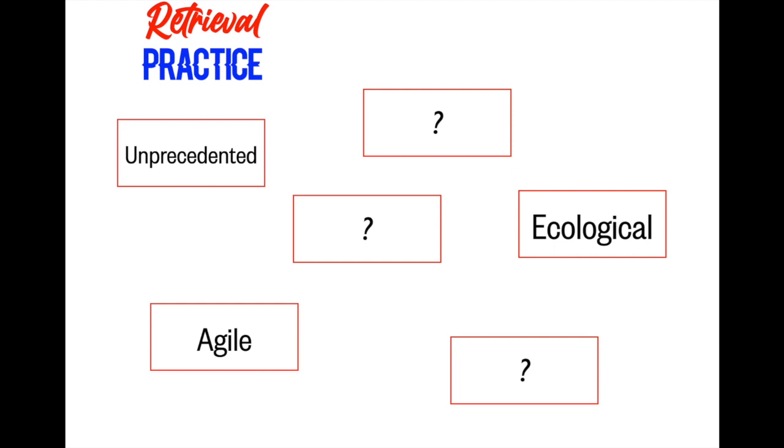The second word is ecological, and the word ecological is something connected to living things and the environment. So therefore, the word ecological is often used in close connection to environmental studies. And the third word is agile, which, as I mentioned, is from the word family of agility. The word agile is an adjective, and it means to be able to move quickly and easily. A synonym for the word agile is nimble.